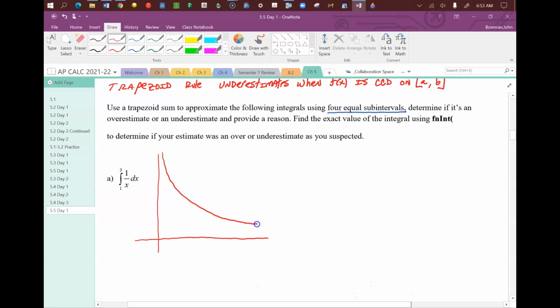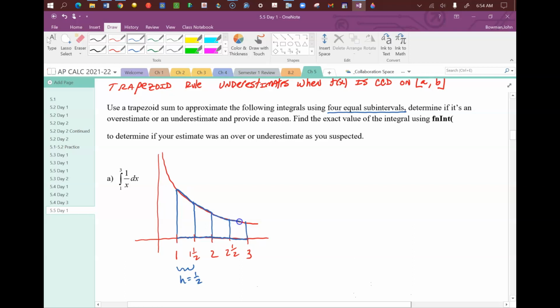1 over x function looks like this on the interval from 1 to 3. 1, we'll make that 2, we'll make that 3. We're going to do 4 equal subintervals. So there's 1.5, and then there's 2 and 1/2. And therefore, our heights are going to be equal to 1/2. Recall, the height of a trapezoid is the distance between the two parallel sides. So let's draw these trapezoids in. Drawing the parallel sides first, and the heights in here. And now we'll draw in the non-parallel side.